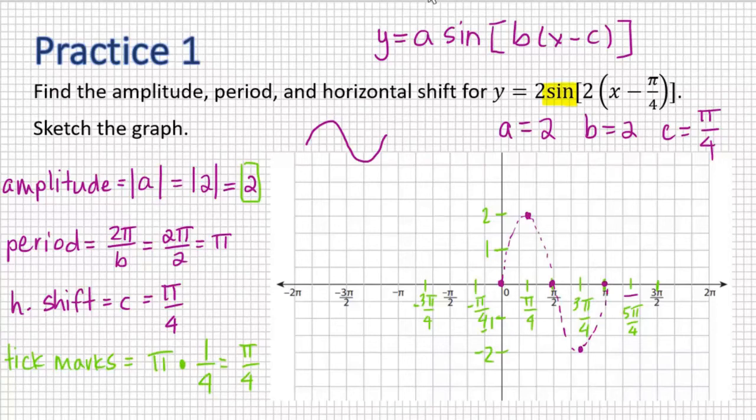Now we'll look at the shift. We have a shift of pi over 4, which means we're going to pick up each point and move it to the right a distance of pi over 4. It's pretty convenient for this graph since our tick marks are labeled every pi over 4. So all we need to do is pick up each point and move it to the right by 1 tick mark.